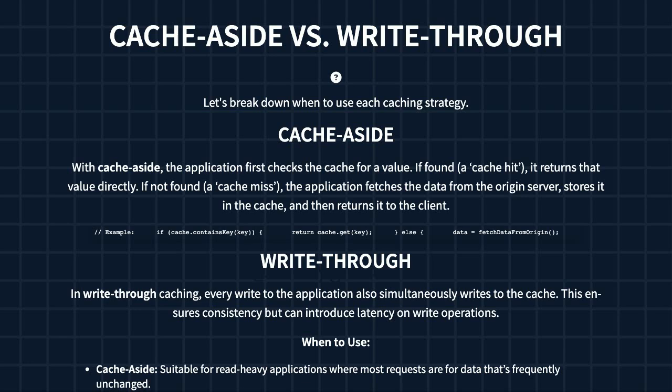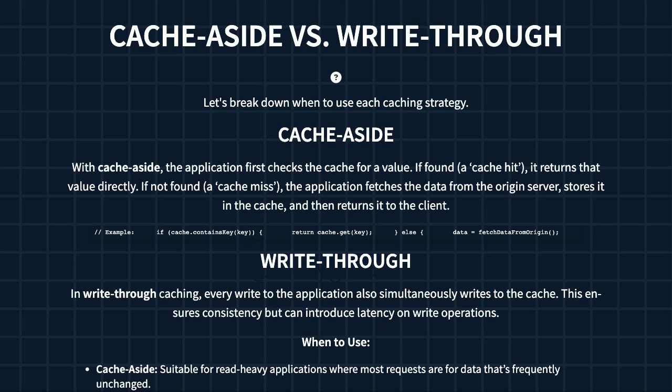So, when do you use which? Generally, if you mostly just read data and don't need super fast updates, cache aside is your friend. But if strong consistency is absolutely critical, think about things like bank transfers or order processing, then write through might be the better approach.